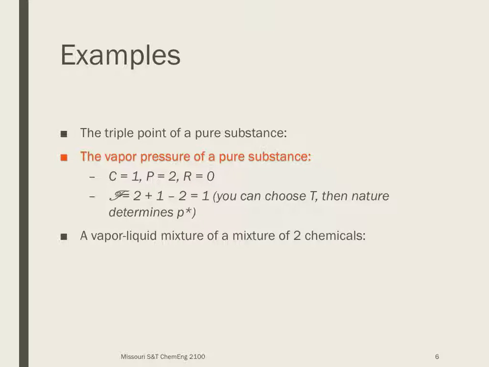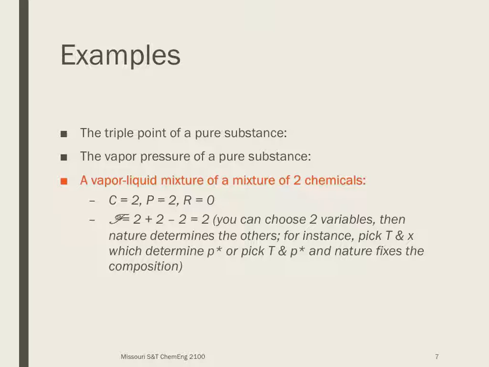Now, a vapor-liquid mixture of 2 chemicals. Well, okay, I have 2 chemicals, so C is 2. It's in vapor-liquid equilibrium, so the number of phases P is 2. I have no reactions. They didn't mention any, so I'll assume that. And so my degrees of freedom is 2. So I can choose 2 variables, and nature will determine the others. Okay? So I can pick temperature and vapor pressure. Nature will fix everything else.